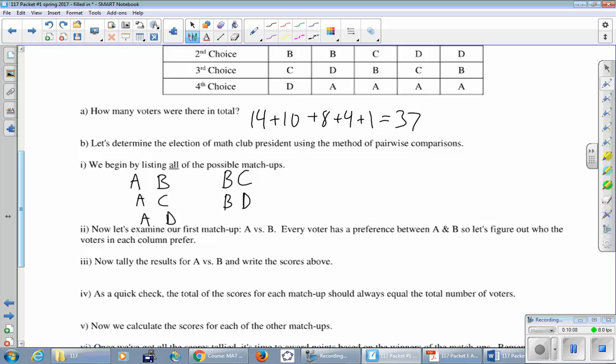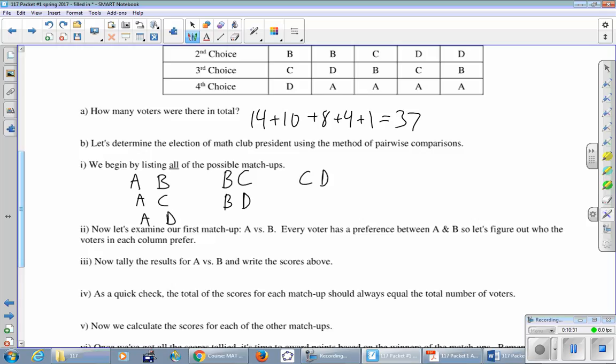And then let's move on to C. So C versus A, we've already got. C versus B, we've already got. So only one left for C is C versus D. And then moving on to the D matchups, D versus A, we've seen that. D versus B, we've seen that. And D versus C, we've seen that. So that is a list of all of the possible matchups. There are 6 of them.